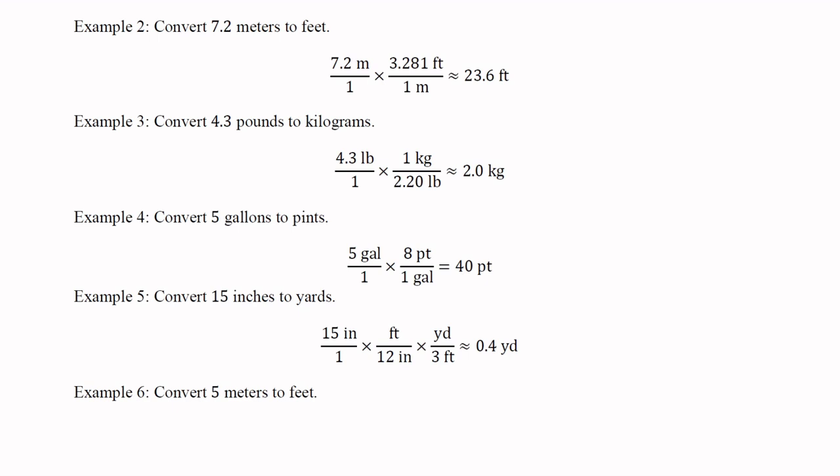And then for example 6, convert 5 meters to feet. So we start off with 5 meters. We're going to convert our meters to yards. 0.914 meters is 1 yard. Then we're going to convert yards to feet. There are 3 feet in a yard. So you do 5 times 3 on the top first. That gives you 15, divided by the 0.914 on the bottom. And that gives you approximately 16.4 feet.